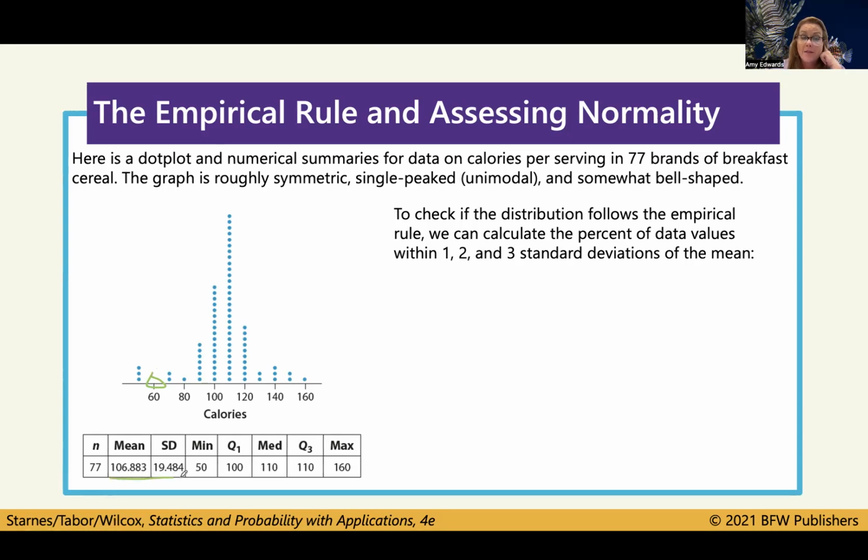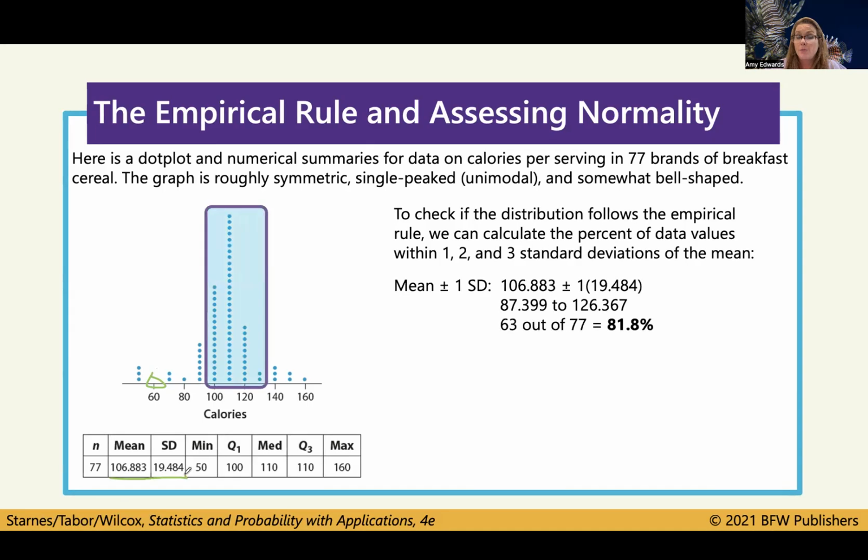Again, here we have the mean and the standard deviation through our applet. So mean plus and minus 1 standard deviation, that's going to give us those first numbers. Now we're going to do 81%. We went in here. How are they getting 81%?